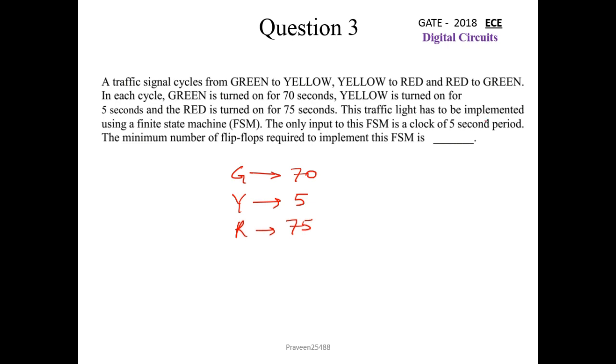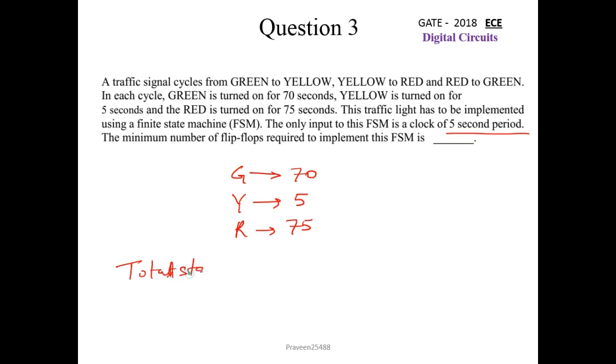This traffic light has to be implemented using a finite state machine. The only input to this FSM is a clock of 5-second period. So here the clock period is given as 5 seconds. The question asks for the minimum number of flip-flops required to implement this finite state machine. So first we will find the total states.